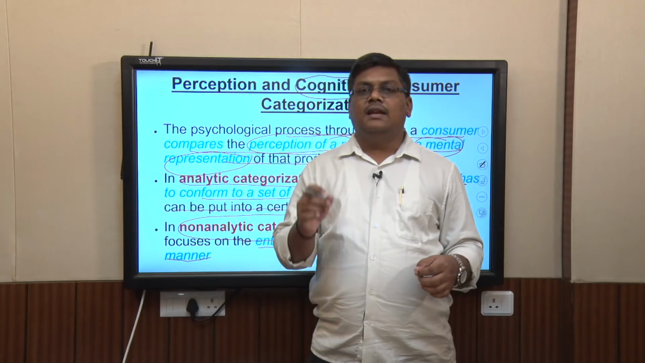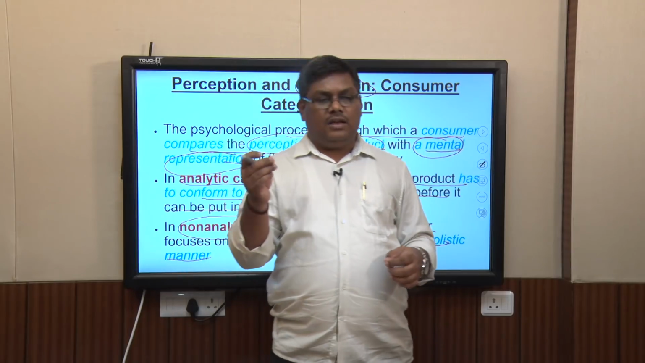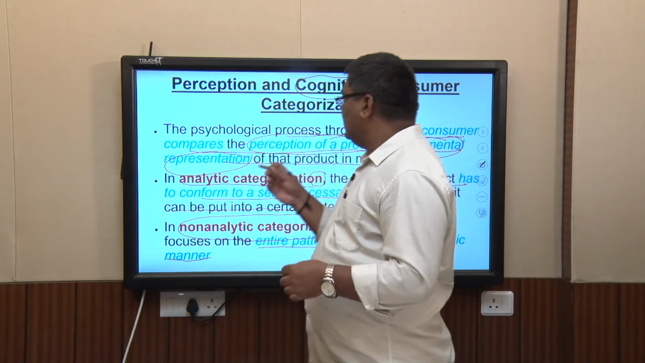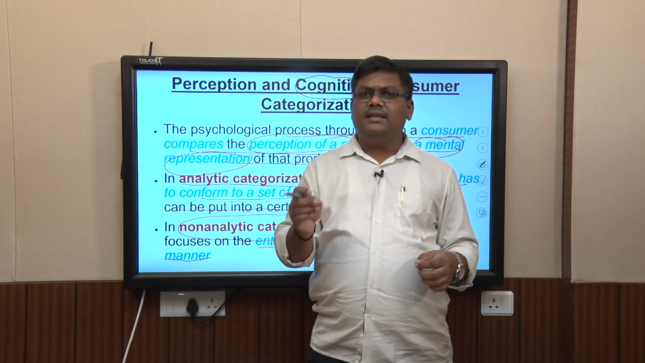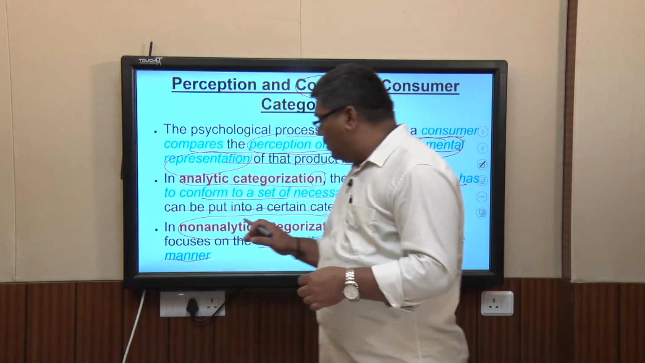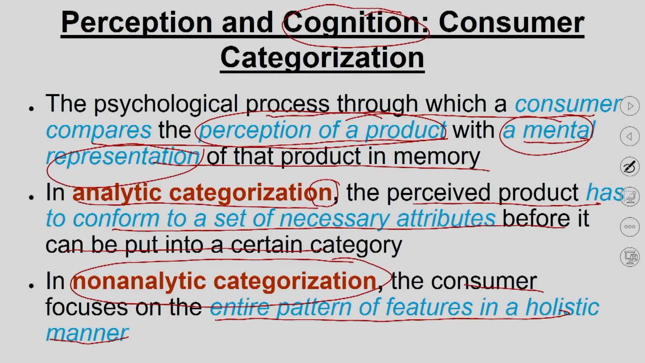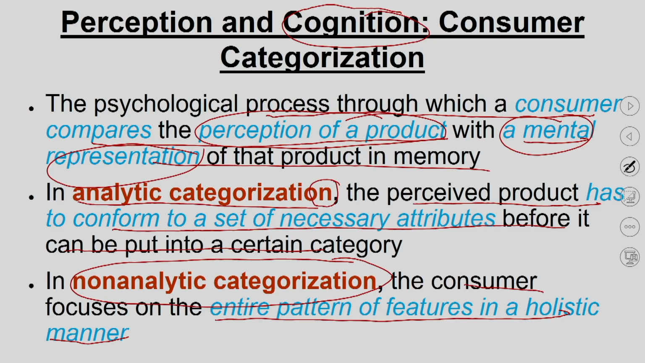So in non-analytical categorization, any product is categorized into pre-known categories or mental representations which are already there, into mental sets which are already there in the consumer's mind. And this categorization is not based on one particular parameter, but on a holistic manner, in terms of how it tastes, or as a whole how it looks. That is called non-analytical categorization.